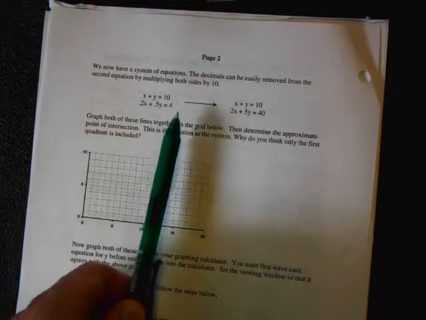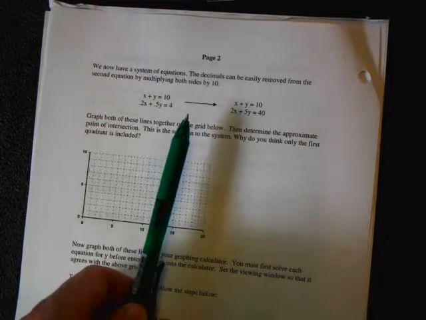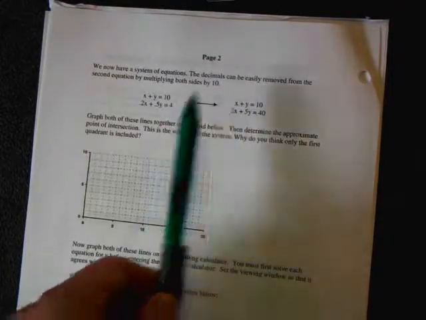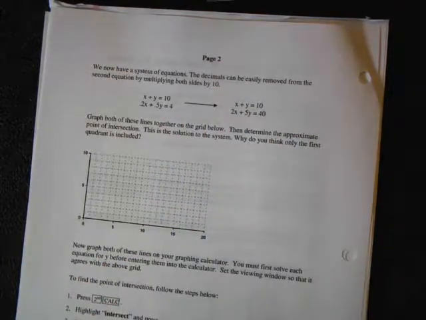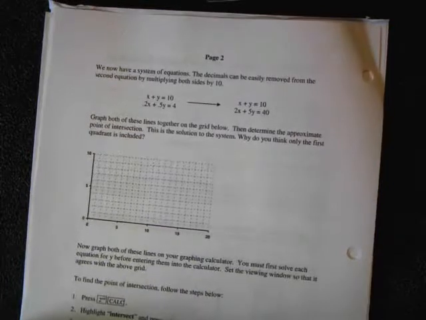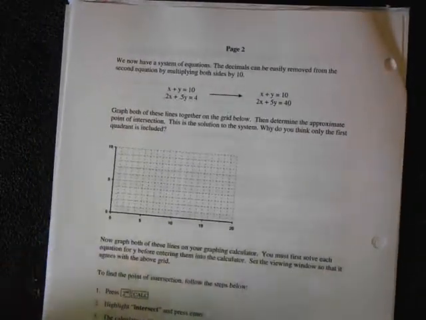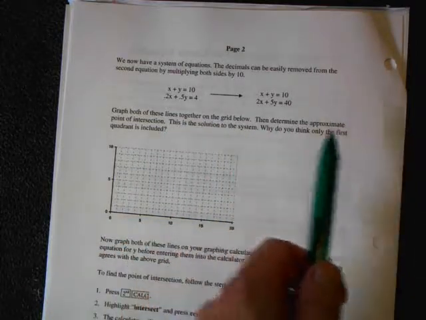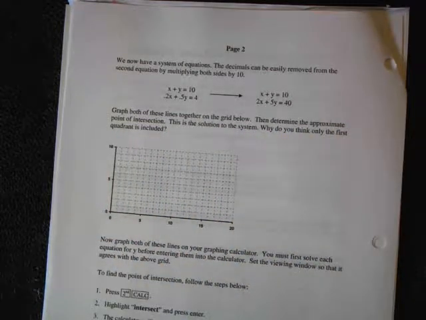If you have an equation that has decimals in it, multiply by 10 or 100 or 1,000 or whatever you need to get rid of the decimals so that you have integers. Makes it a lot easier. 2x plus 5y equals 40. All right, now it says, graph both of those lines together on the grid below. Then determine the approximate point of intersection. This is the solution. Why do you think only the first quadrant is included?